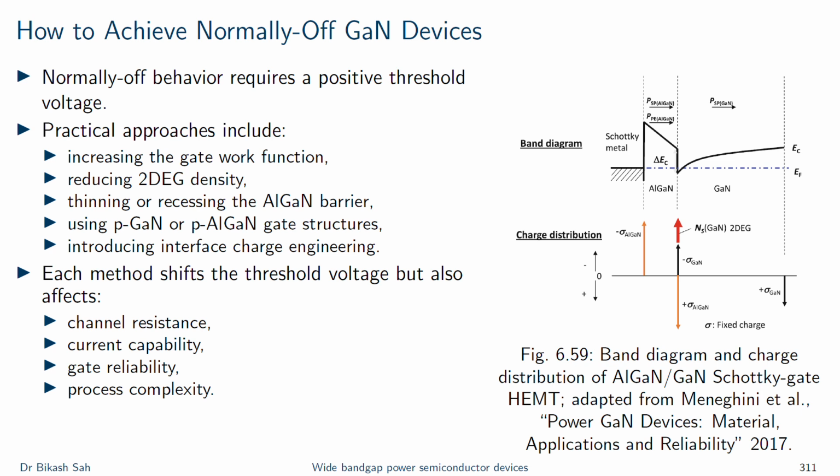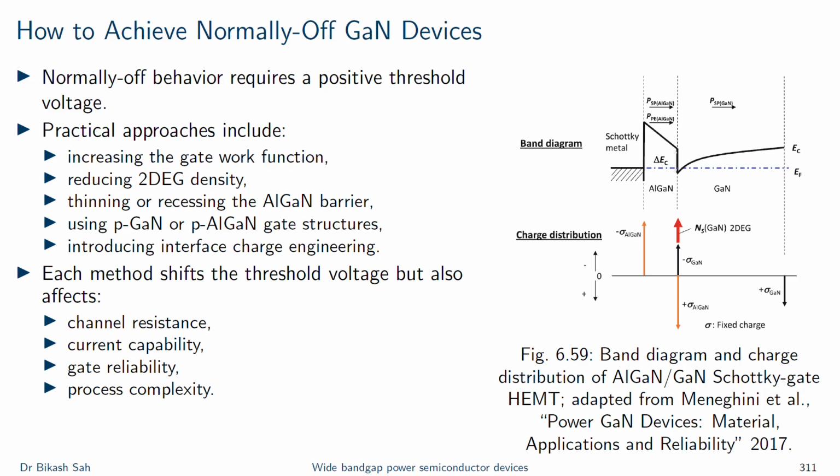Recessing the AlGaN barrier locally under the gate also reduces the polarization charge and depletes the channel. P-GaN or p-AlGaN gates introduce a built-in field that depletes the 2DEG at zero bias, and this is where interface charge engineering can shift the threshold. But every method has a penalty. There is always some trade-off when we try to perform modifications to get some benefit out of a particular material.